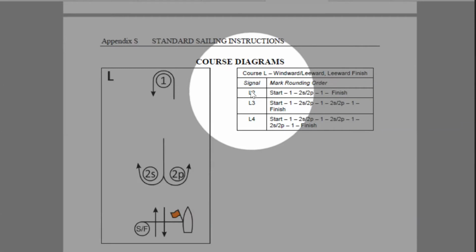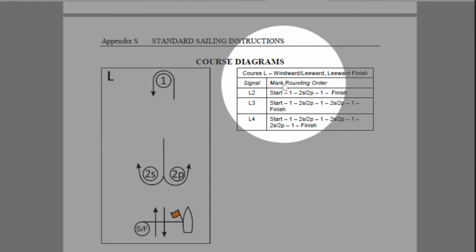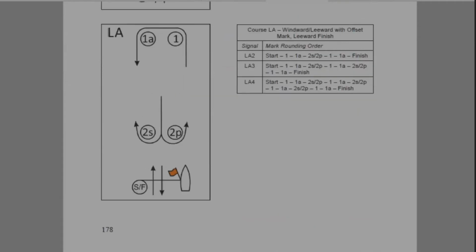Every course in these SIs is signaled with a letter and a number. And they never use the number 1. So their L2 is actually 2 times around the windward mark in the standard sailing instructions. And if you look at LA, it's the same as L, except it has an offset mark. They should call that an LO. They call it LA because this mark is 1A.